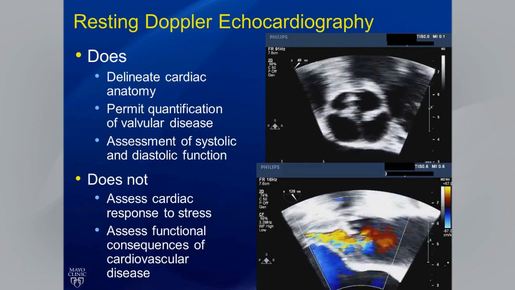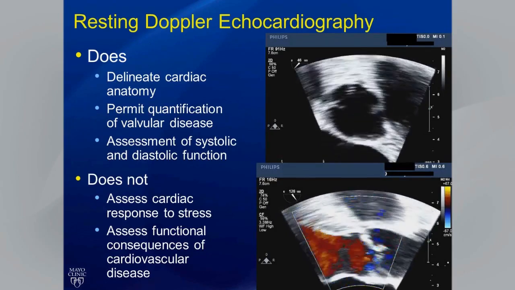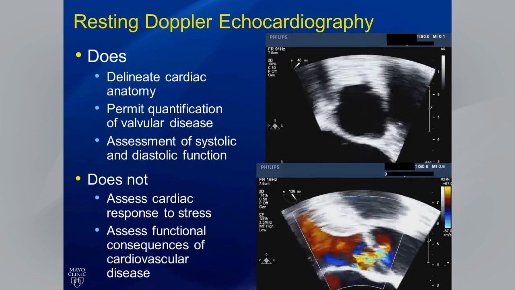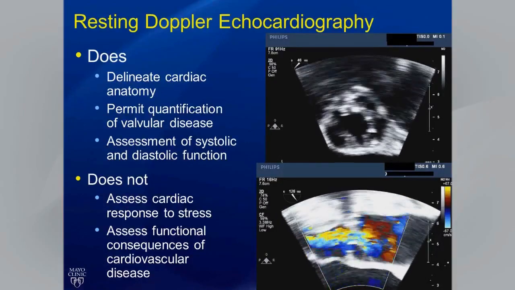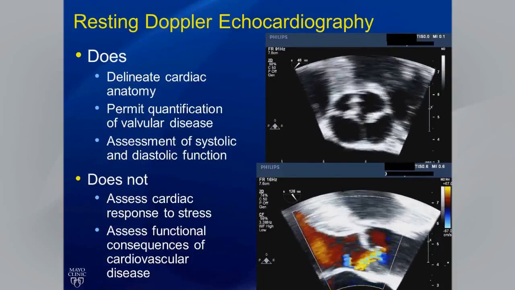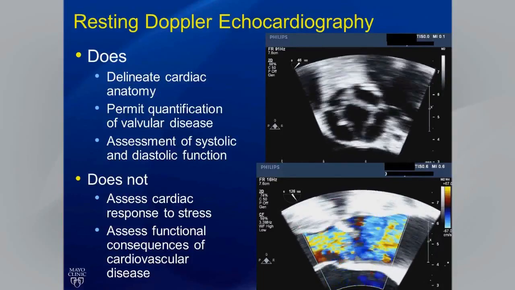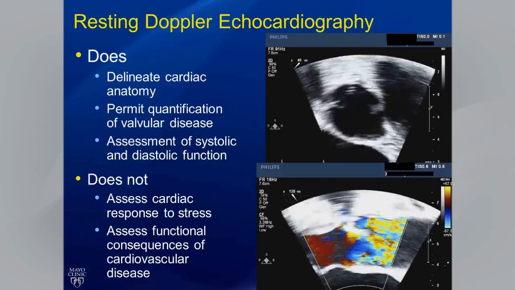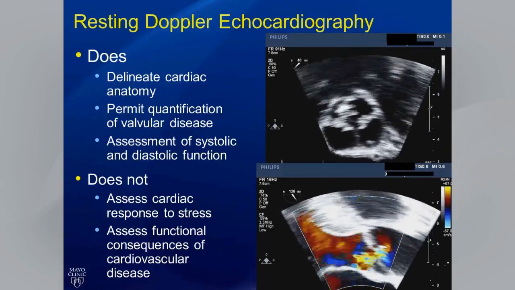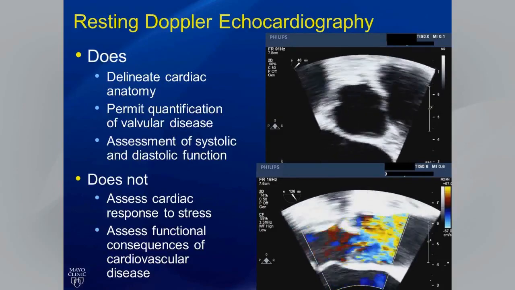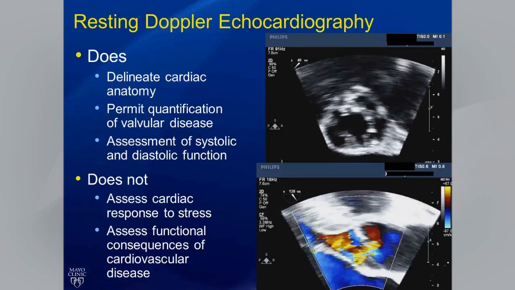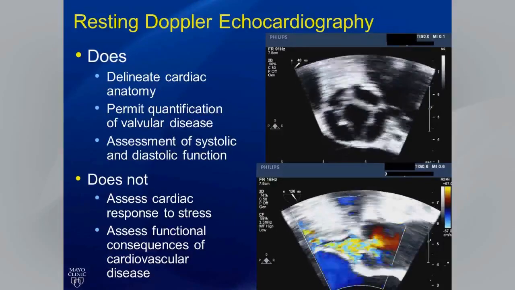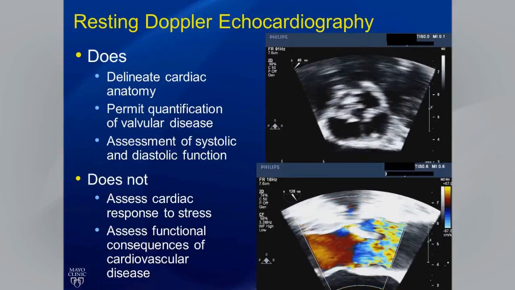Now, resting Doppler echocardiography unequivocally provides a great deal of information. We can accurately delineate cardiac anatomy, like in this nice example of the short axis view of a quadricuspid aortic valve, and we can quantify valvular disease. And you can see a vena contracta in this patient with significant aortic regurgitation. We can also assess systolic and diastolic function.